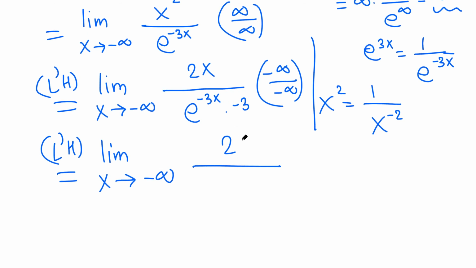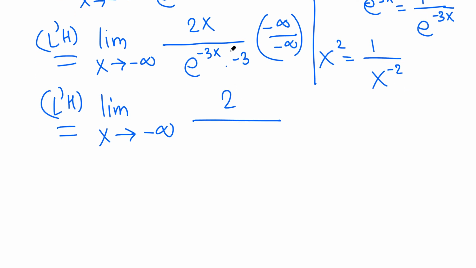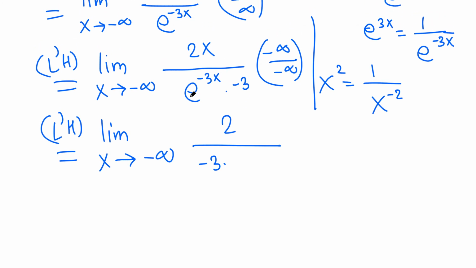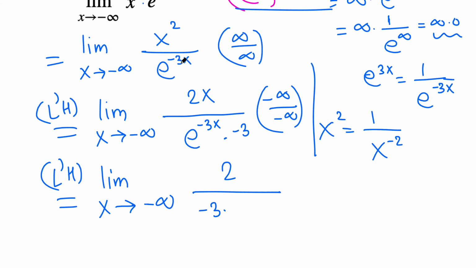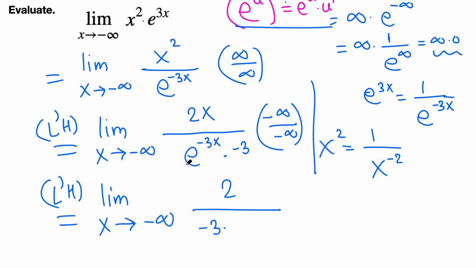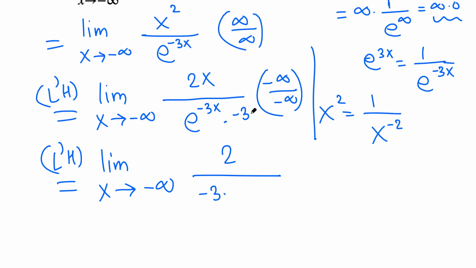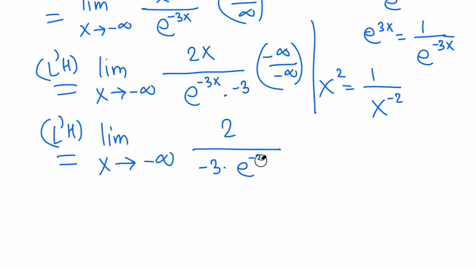The derivative of 2x is 2. On the bottom, let me put negative 3 in the front. Now we have e raised to negative 3x times negative 3. So we don't have to use the product rule, because the number can be just ignored. And the derivative of e raised to negative 3x, we did here using this rule. So exactly this: e raised to negative 3x times the derivative of negative 3x, which is negative 3.